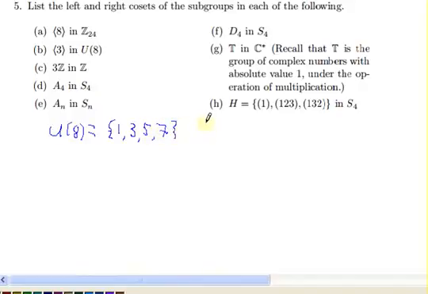Okay, so that's the set U8, and the group operation is multiplication mod 8. So that's the group that we're working in. Now, in order to define cosets, we need a subgroup. The subgroup that we're looking at is the cyclic group generated by 3.